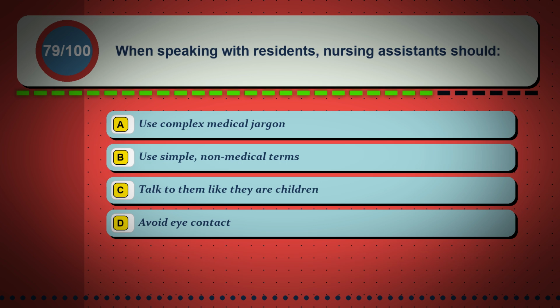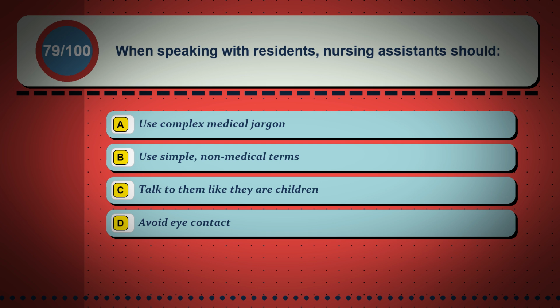Question 79. When speaking with residents, nursing assistants should: Option A, use complex medical jargon. Option B, use simple, non-medical terms. Option C, talk to them like they are children. Option D, avoid eye contact.